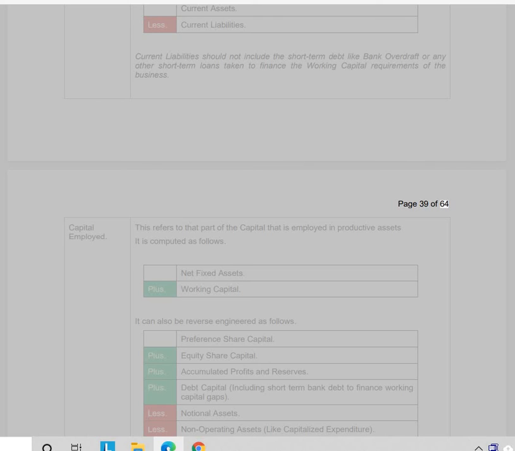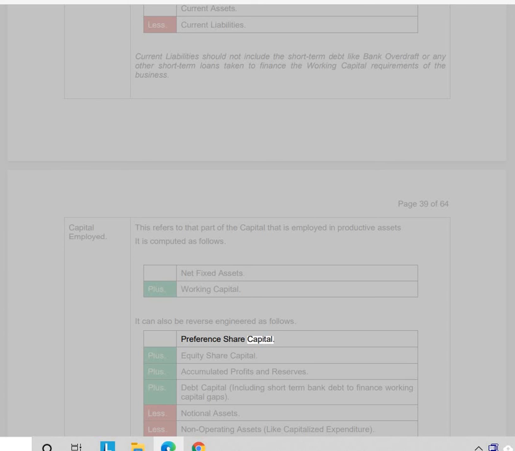Page 39 of 64. Capital employed. This refers to that part of the capital that is employed in productive assets. It is computed as follows. Net fixed assets plus working capital. It can also be reverse engineered as follows.